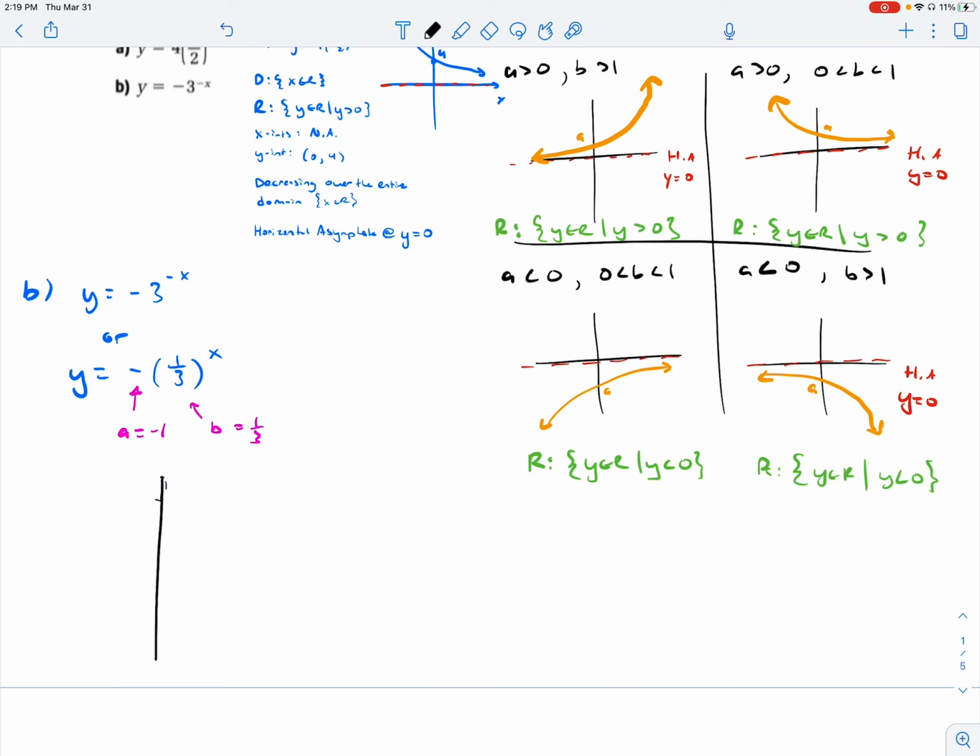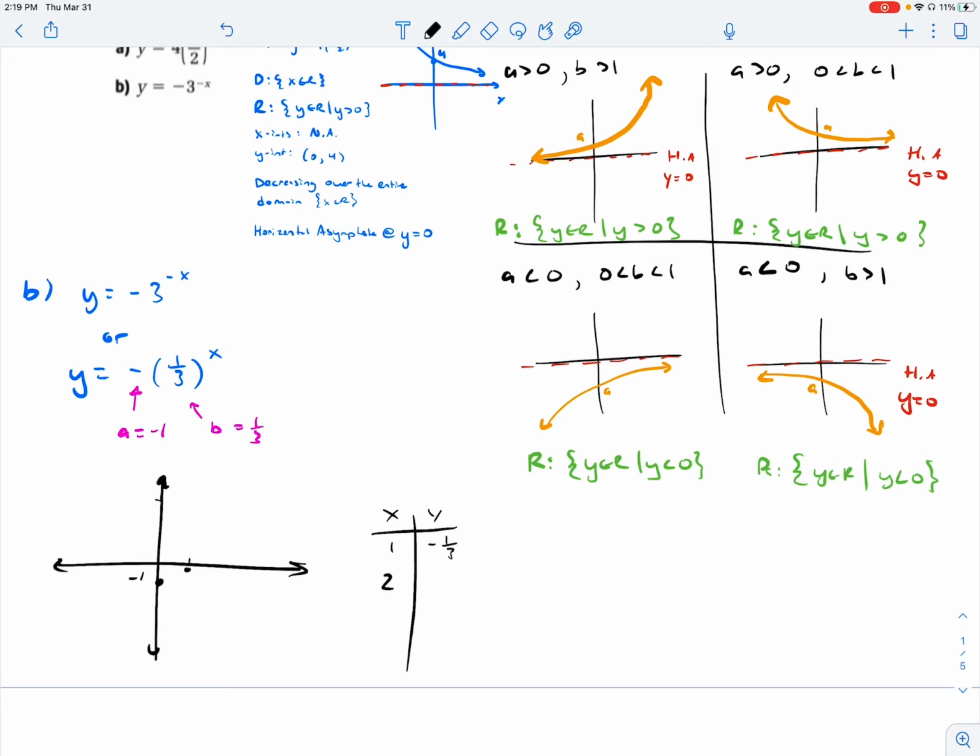So I do have enough information to get a decent graph. If a is -1, that's my y-intercept, -1. Then I can try to calculate a couple points. I could do a quick little table of values, x and y, and I could let x be 1, and then I know I would get -1/3, because if I put in 1 here, I'll just have -1/3. So I do have another point right there.